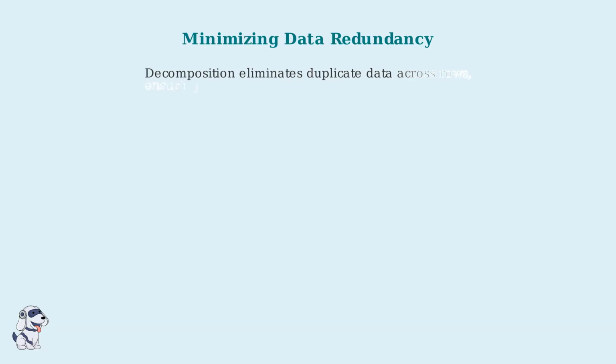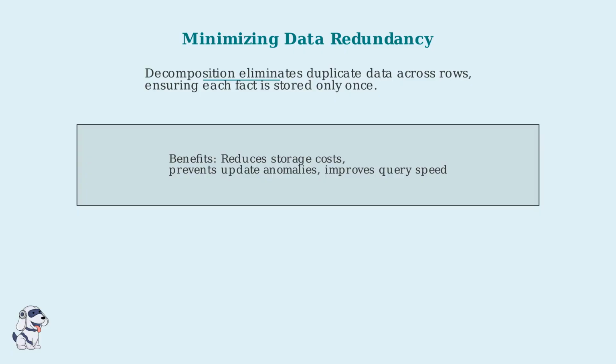Decomposition should eliminate or minimize duplicate data across rows, ensuring each fact is stored only once. This reduces storage costs, prevents update anomalies where changes require updating multiple rows, and improves query speed. Attributes with repeating values, often due to transitive dependencies, should be isolated into separate relations.